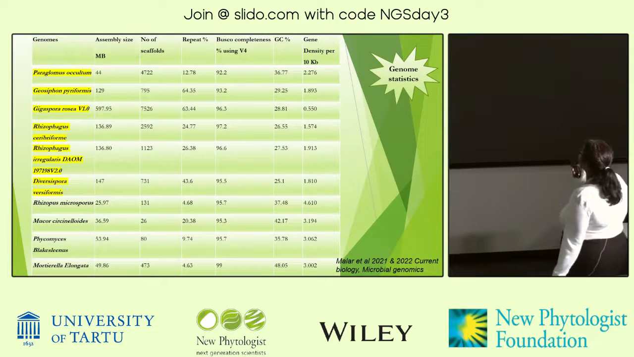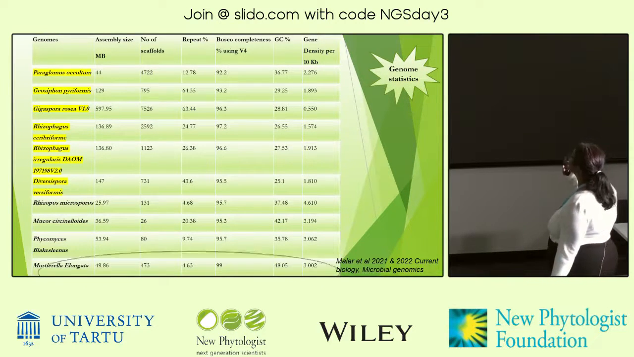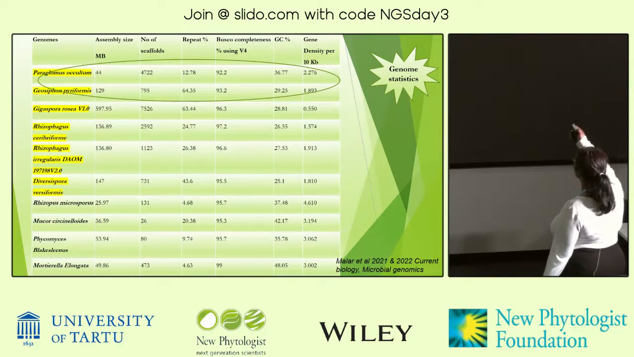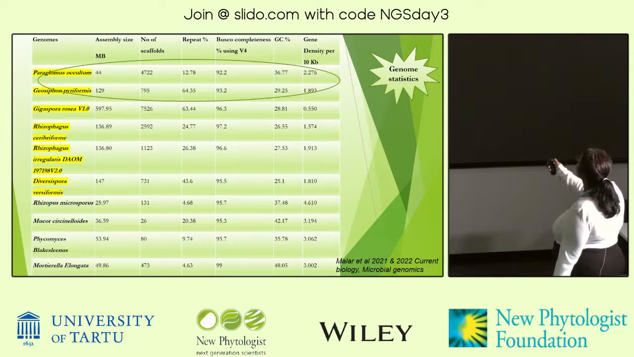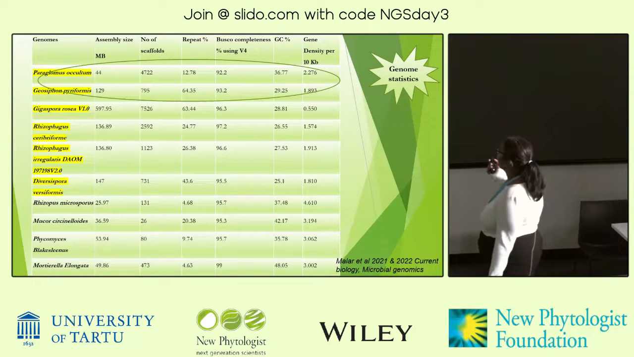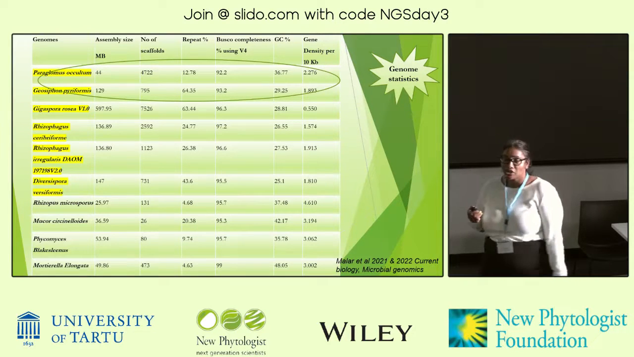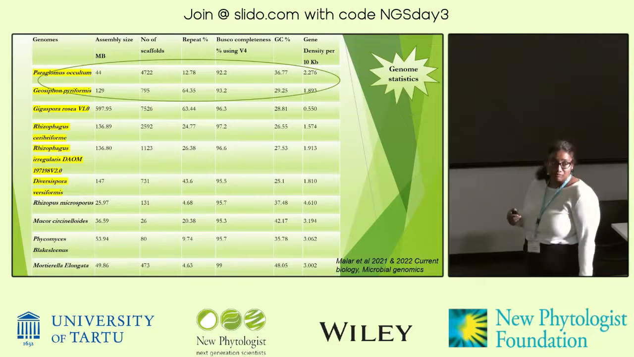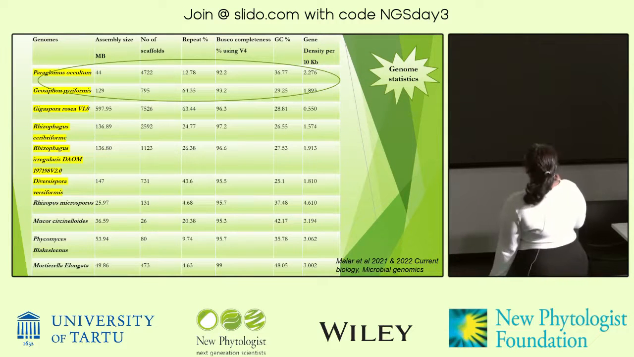So if you look into the genomic stats, you can see that Paraglomus and Geosiphon have unique features. For Paraglomus, the size of the genome is about 44 MB, whereas the rest of the arbuscular mycorrhizal fungi range from 100 to 150 MB. So this is one of the smallest AM genomes found so far.